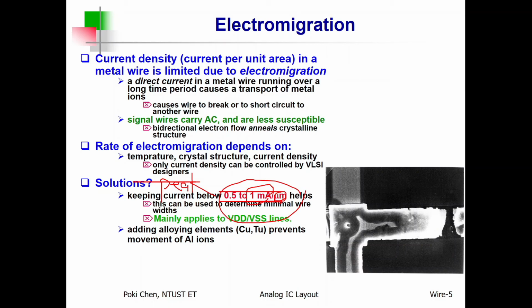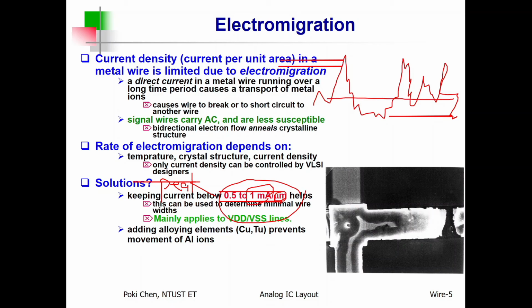But according to your simulation, for example, this is the current consumption. Okay, the consumption current looks like this. Then don't pay attention to the average one. No. For metal migration or electron migration, you need to pay attention to the peak values.